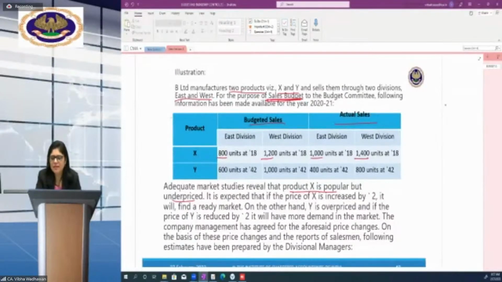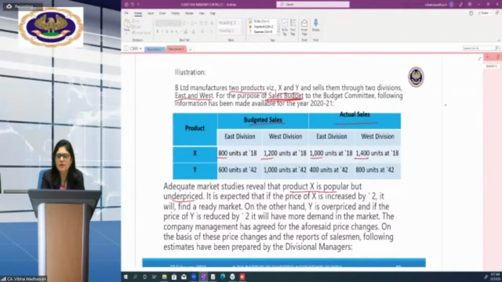It is expected that if price of X is increased by 2, so that means the price is 18, we can increase it to 20. It will find a ready market. On the other hand, Y is overpriced, 42 rupees per unit. But if the price is reduced by 2, it will have more demand.